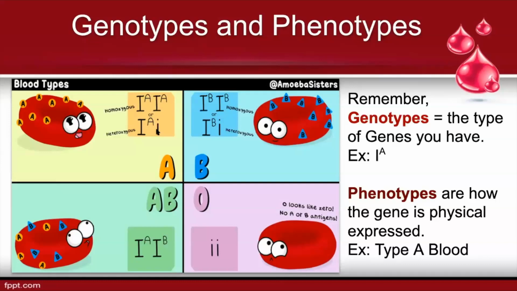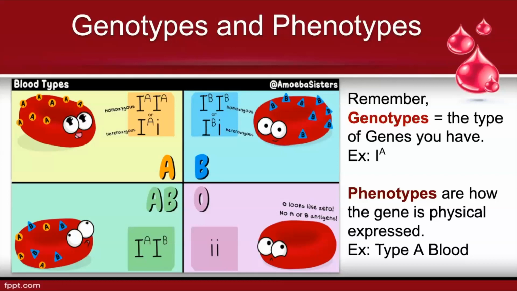IA little i would be heterozygous for type A. So anytime they're heterozygous, they have one of the recessive alleles. AB is codominant. There's only one way you can get that. And O, there's only one way you can get that. You'd have to be homozygous recessive. So I should add another IA to this right here. The genotype would be IA IA or IA little i.